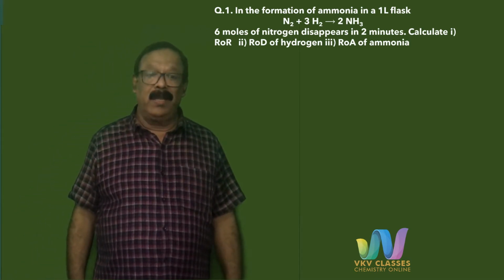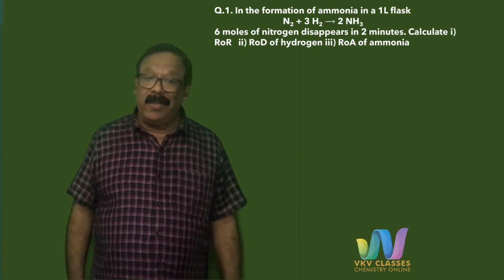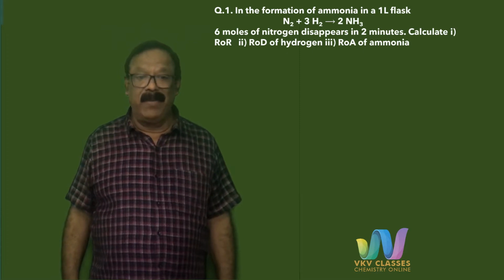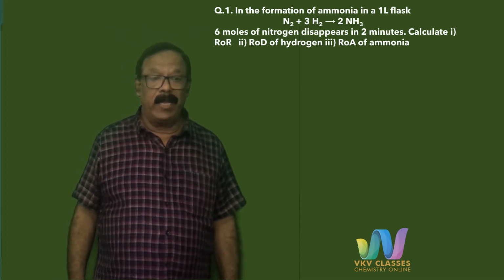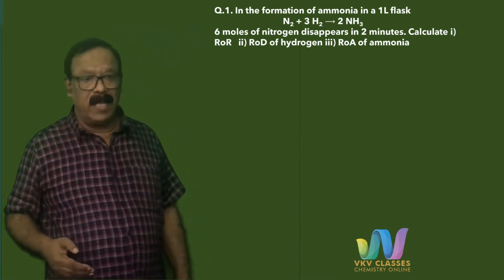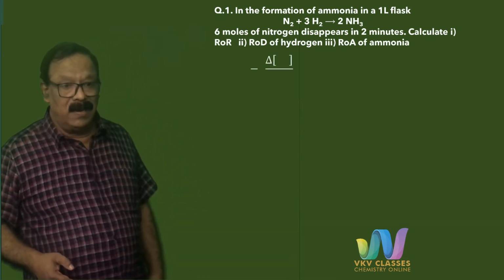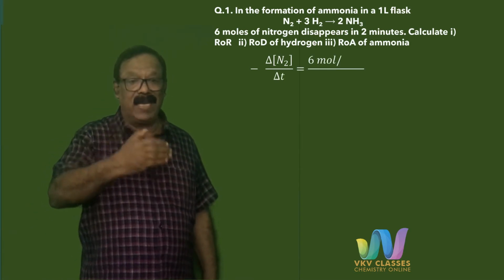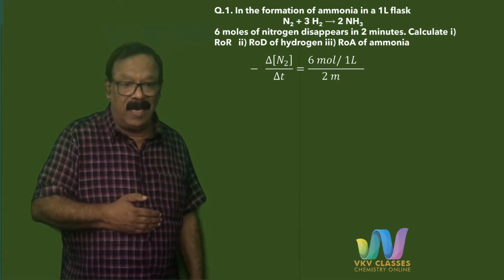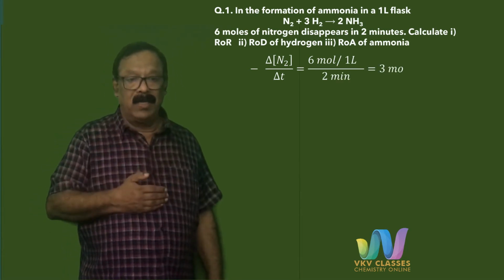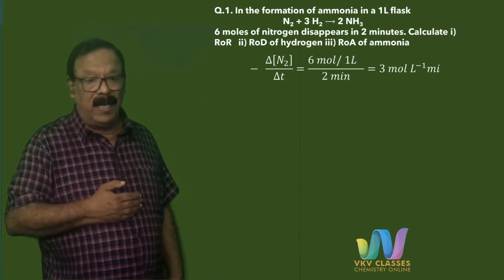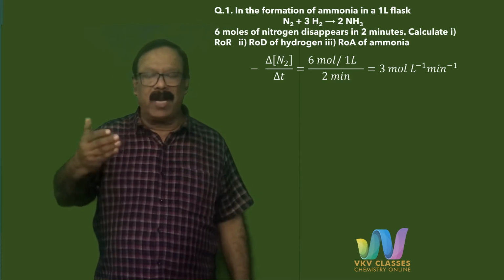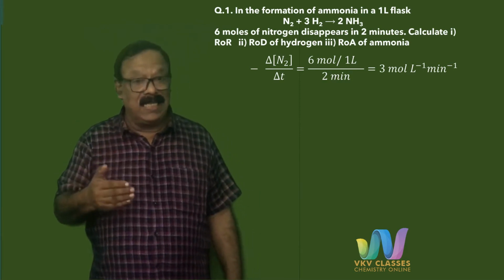So in this question, you are given the rate of disappearance of nitrogen, and the time given there is 2 minutes. So while you write the rate, how will you mathematically express the rate of disappearance? That is minus delta N2 by delta T. That is given as 6 moles per liter divided by 2 minutes, that is equal to 3 moles per liter per minute. But time in a minute is the way up. You need not convert it into second and all unless it is asked for.